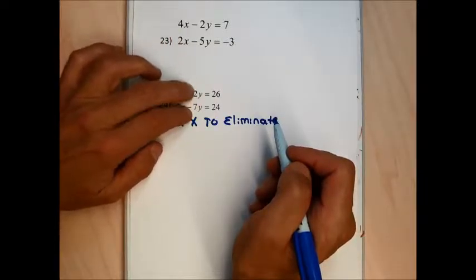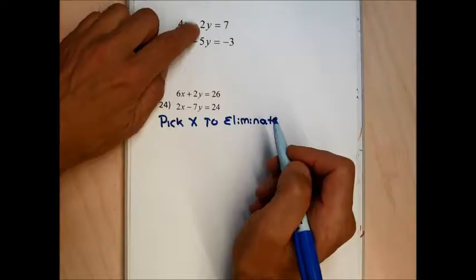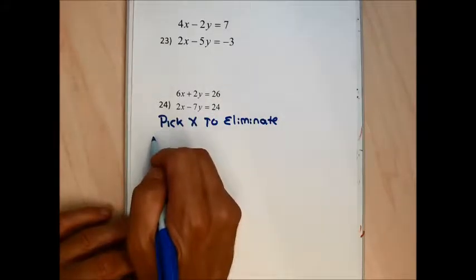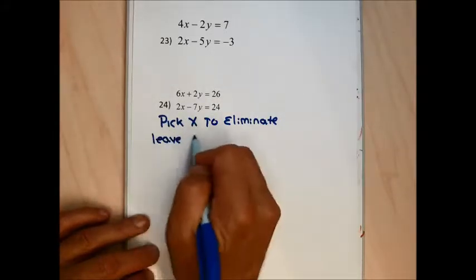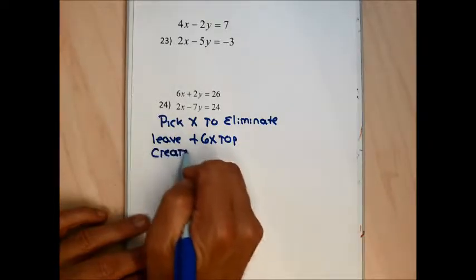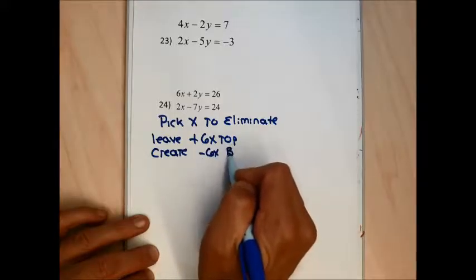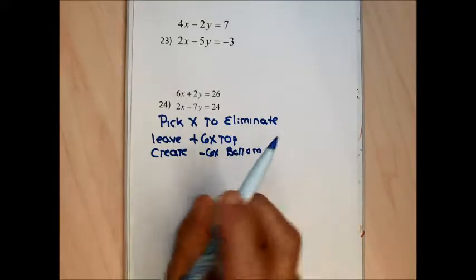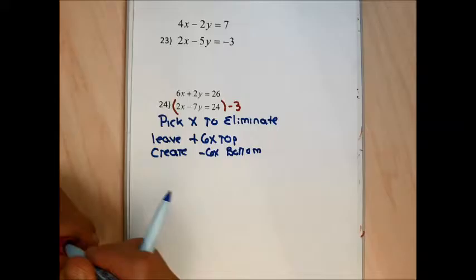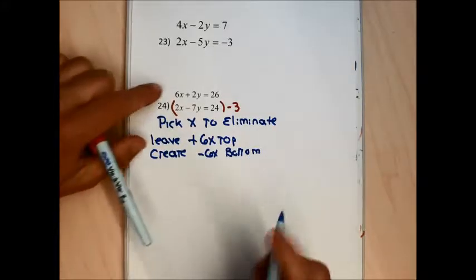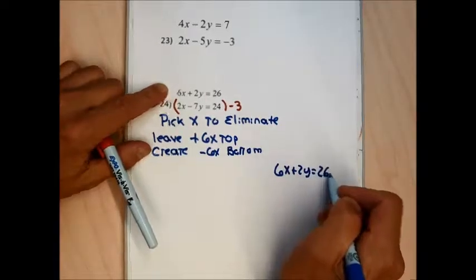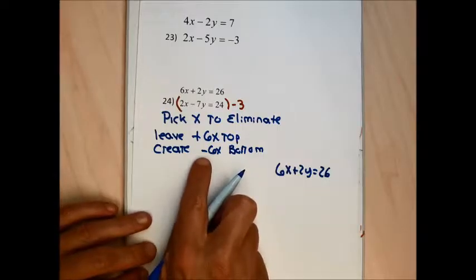If we tried to eliminate the y's, because there's no integer to multiply 2 by to get 5, or 5 by to get 2, it'd be messier. So what I'm going to do is eliminate the x. I'm going to leave the positive 6x in the top equation, and I'm going to create a negative 6x in the bottom. I prefer not multiplying by negatives, but I'm going to have to do that here. So what I'm going to do to the bottom equation is multiply everything by negative 3. That would give me the negative 6x in the bottom. I'm going to leave the top equation, 6x plus 2y equal to 26, and go through and multiply everything in the bottom equation to eliminate my x.